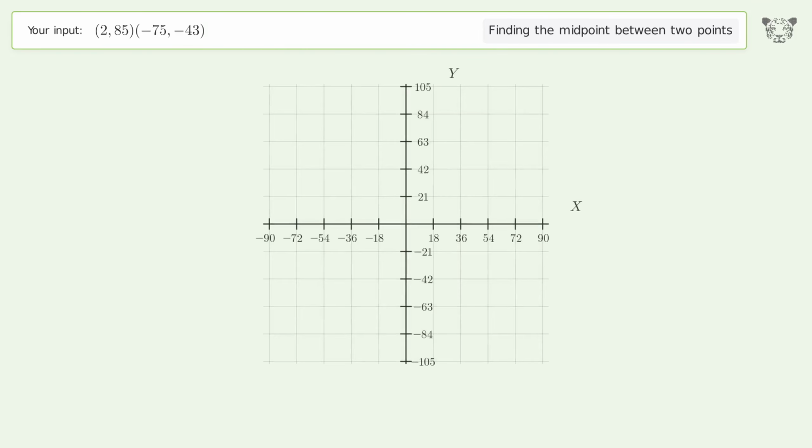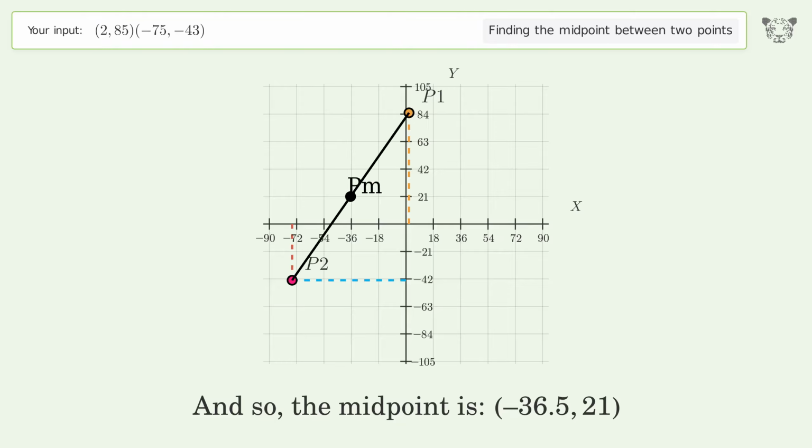And so, the midpoint is negative 36.5, 21.